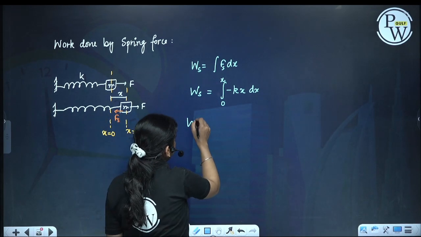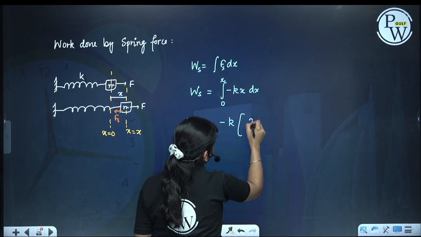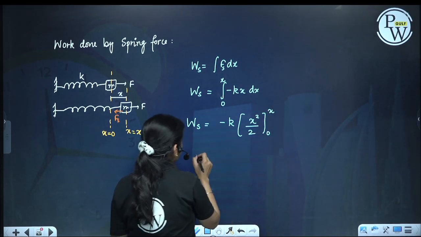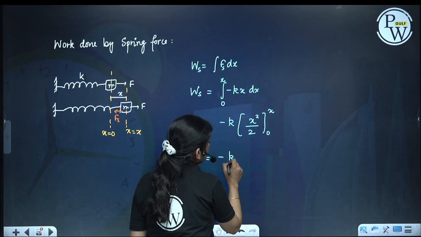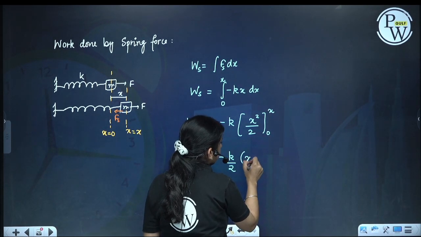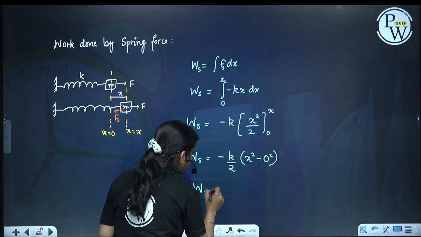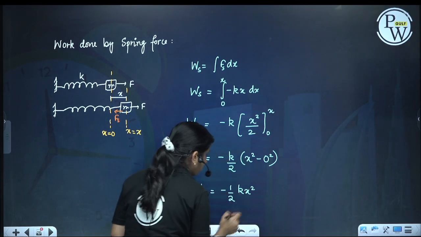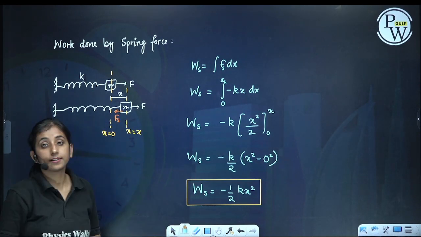So work done by spring force will be minus k, which will come out as common. Integration of x will be x square by 2, limit 0 to x. So work done by spring force will be minus k by 2 into x square minus 0 square. Work done by spring force is minus half kx square.